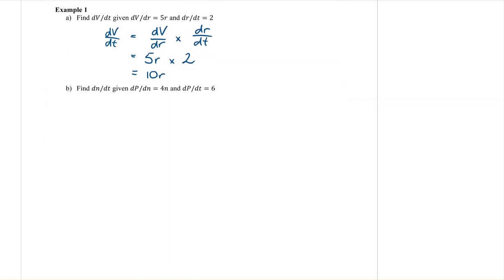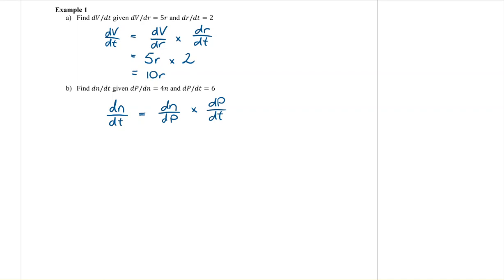Let's try B. Find dn over dt. So that's the one I want. dn over dt. Okay, even before I look at the other stuff that's given to me there, what is my chain rule going to be? dn, yep, I'm going to start with a dn over dp. My third variable is the dp. Good. Which means I'm going to need a dp on the top of the next one over dt. Is everyone following that?